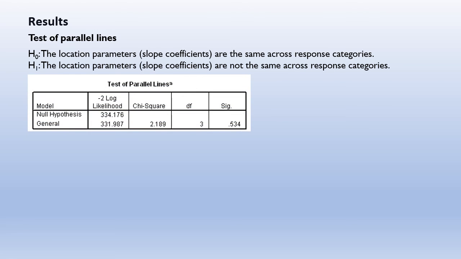The first table is the test of parallel lines table. Since the p-value is greater than 0.05, we do not reject the null hypothesis. Therefore, the parallel regression assumption does not get violated.